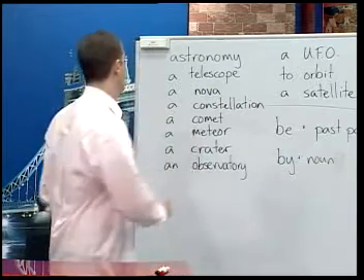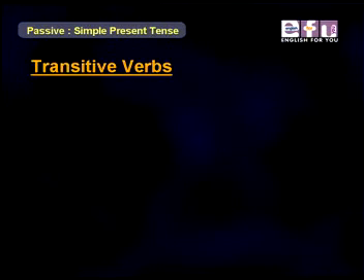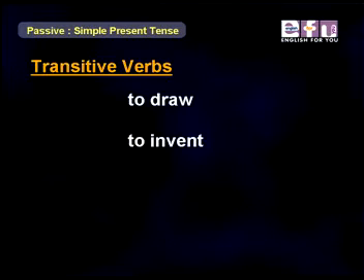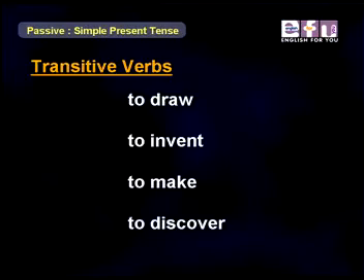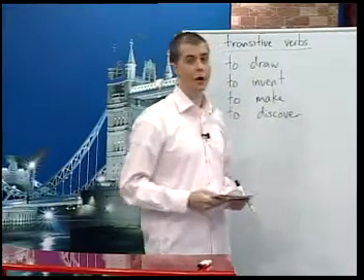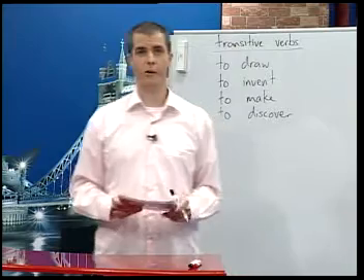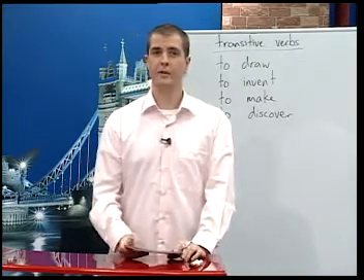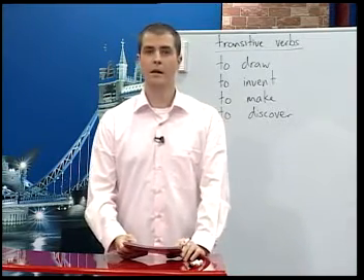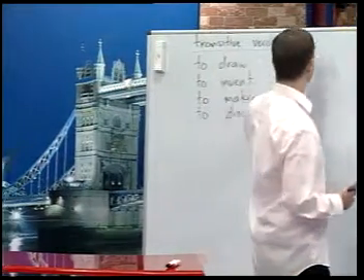Here are some examples. Transitive verbs. Okay, we have to draw, because we can draw a picture. The picture is the object. And we have to invent. And we have to make. To discover. Okay, an intransitive verb is a verb that is not followed by an object, and intransitive verbs cannot be used in the passive. Here are some examples of intransitive verbs.